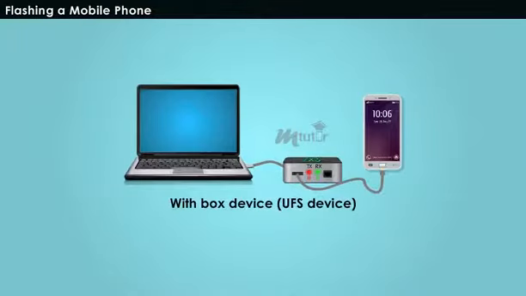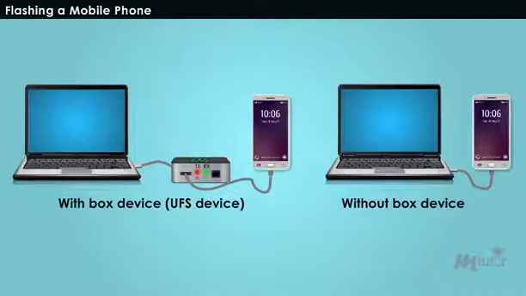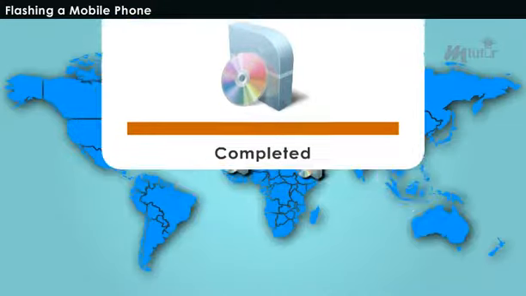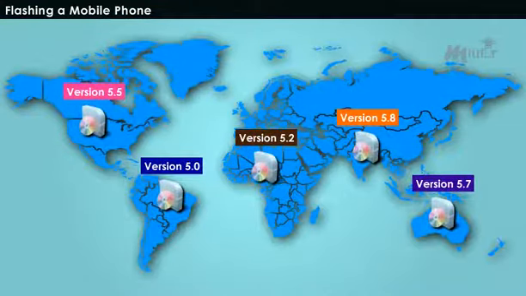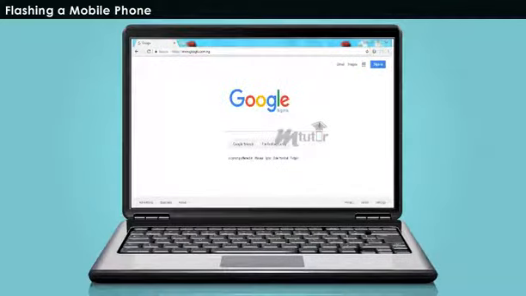Flashing is done either with the box device, also called Universal Flashing Storage Device, or without box device. The common thing in both the types is you have specialized software for flashing. The software, that is firmware, and flashing tool software varies for each mobile model across nations. First, let us see the steps of flashing the mobile without the box device. Download the firmware and flashing tool suitable for your mobile model.